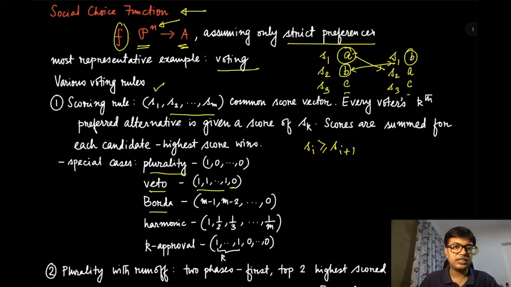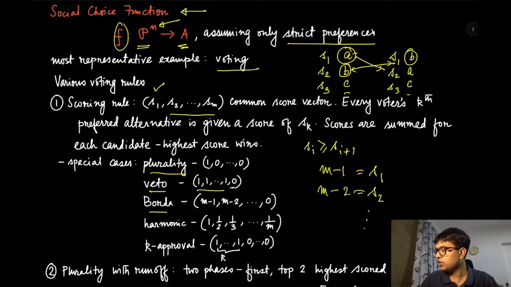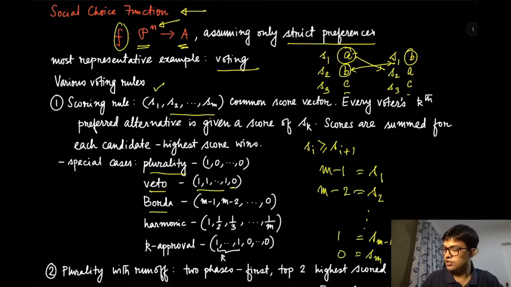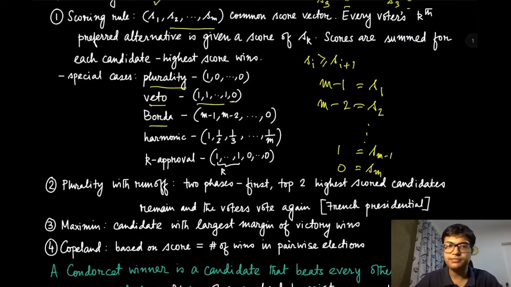Borda is named after a French mathematician and social scientist who gave this kind of score, where if there are m different alternatives, you start with m minus 1 as the score of the first one, then m minus 2 for the second one, and so on up to the final one. So the score of the second to last will be equal to 1, and the final one will have a score of 0. This is how the Borda voting rule is defined.